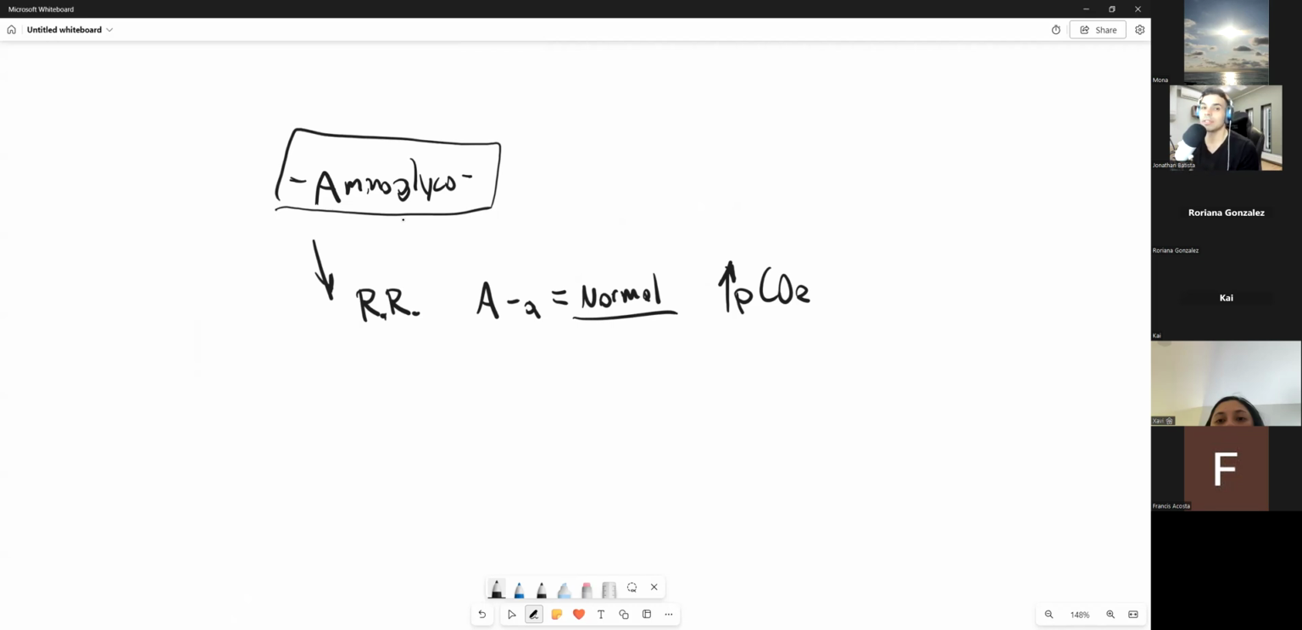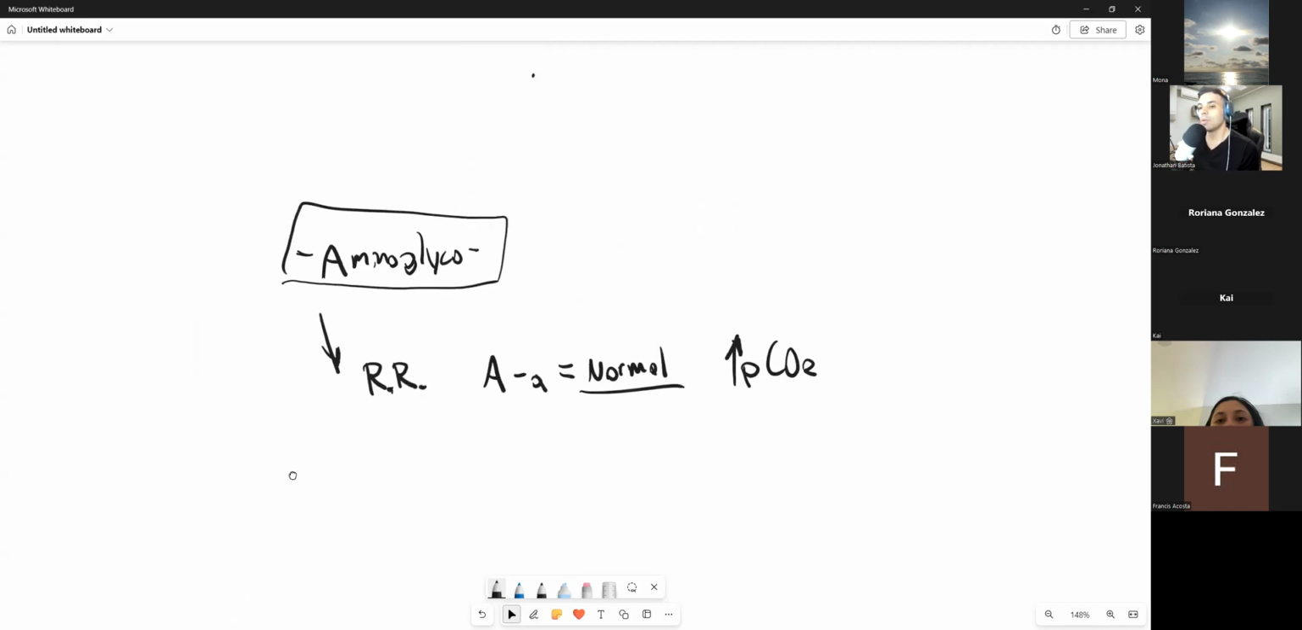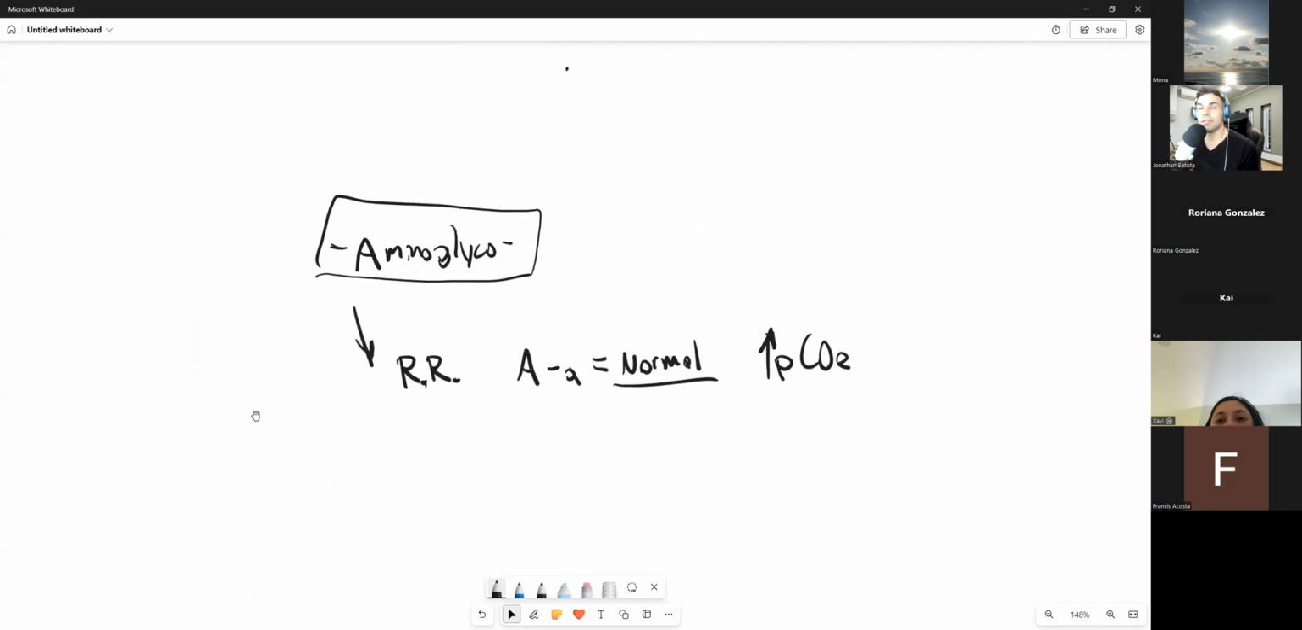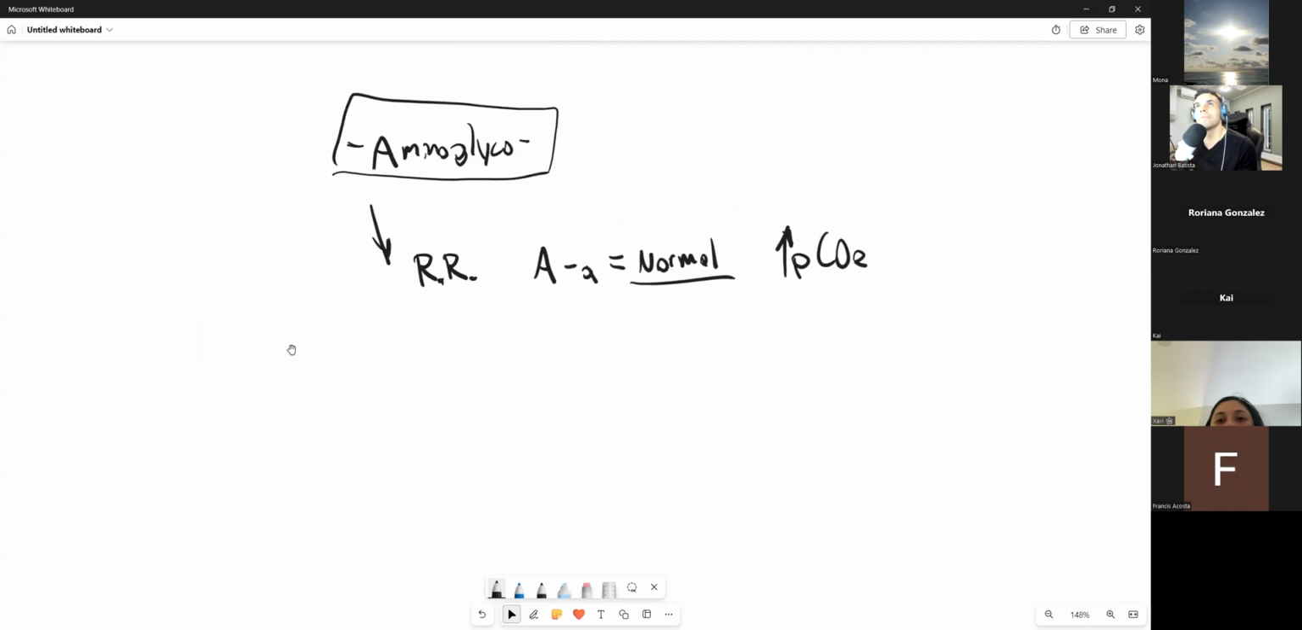Those are the weird side effects I'm giving you. Linezolid. What's the mechanism of action of linezolid? Who remembers? Mechanism of action of linezolid, if you know it, type it in.